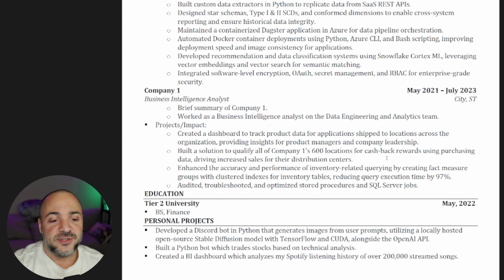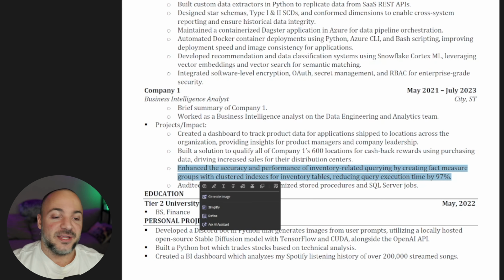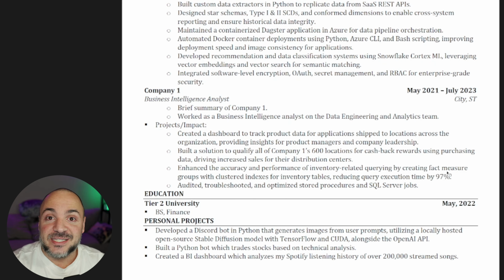It says enhance the accuracy and performance of inventory-related querying by creating fact measure groups with clustered indexes for inventory tables. Again, this person's a data engineer, so being able to call out data-specific things, really good. And then you can see reducing query execution time by 97%. This is, in my opinion, such a solid example of being able to say what you did and the impact it had. And not only was it reducing query execution time, 97% is pretty ridiculous. So I think that's just a really good standout line on the resume.